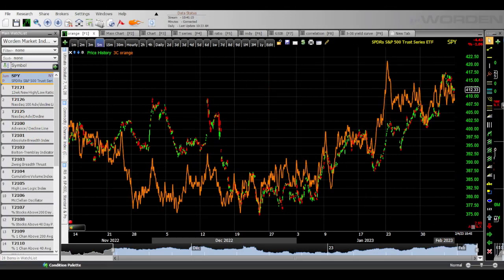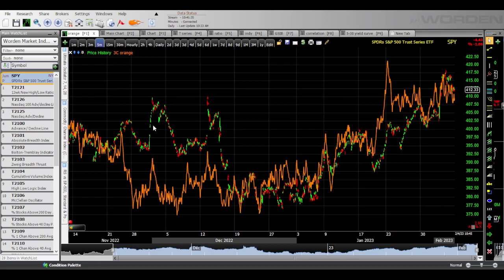This is 3C on SPY. Give me 1 second just to check the health of the stream. Okay, it says it's in pretty good health. So I don't have a pointer that I can draw on this. Maybe I'll figure out how to do that for the next live session.